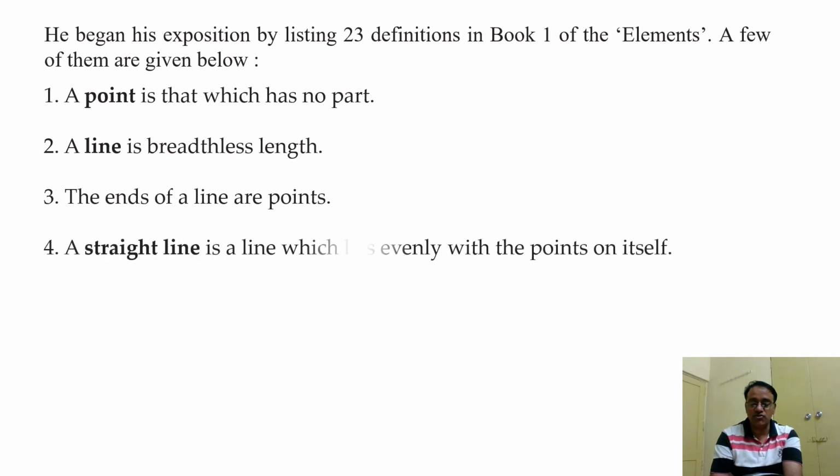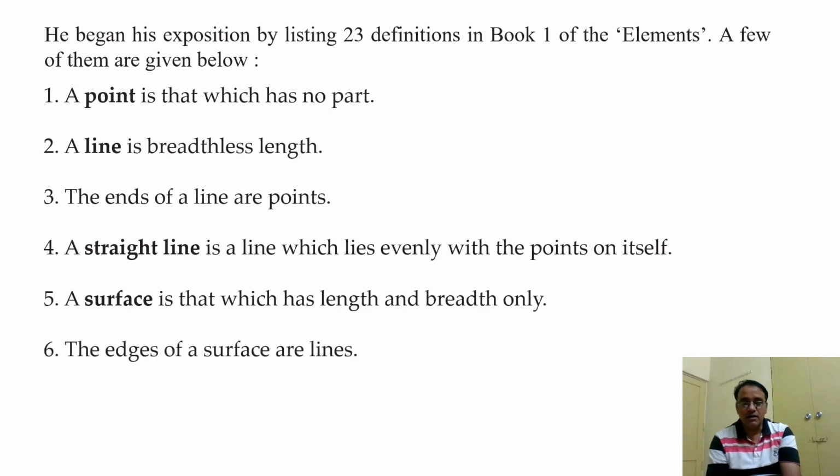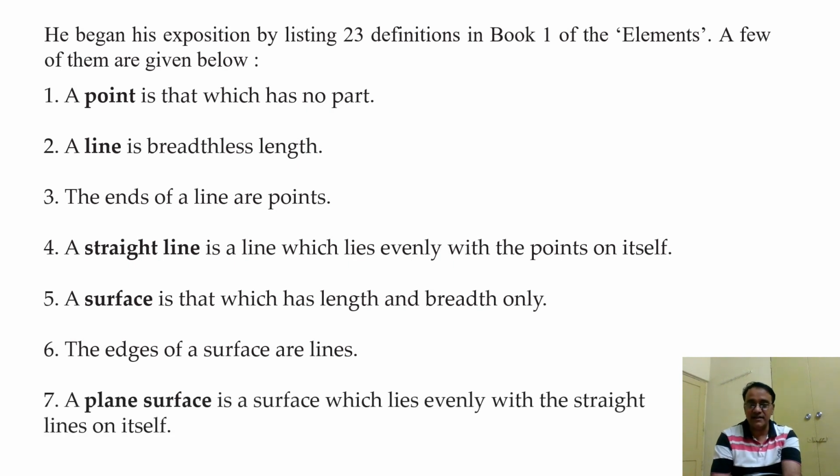And the fourth one, a straight line is a line which lies evenly with the points on itself. And the fifth one, a surface is that which has length and breadth only. And the sixth one, the edges of a surface are lines. Okay, the edges of any book are all lines, right? Next one, a plane surface is a surface which lies evenly with the straight lines on itself.